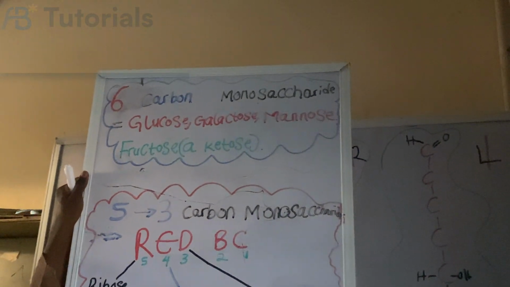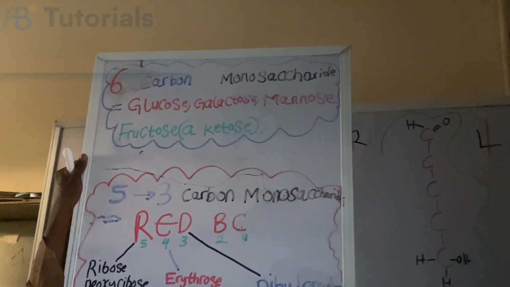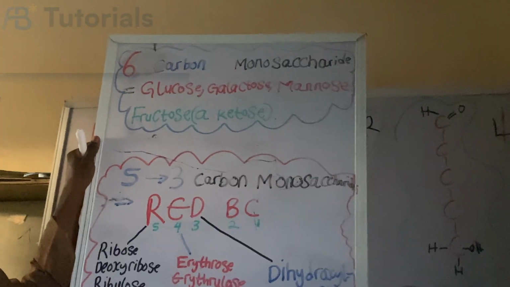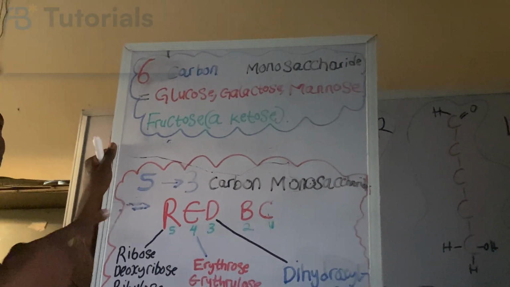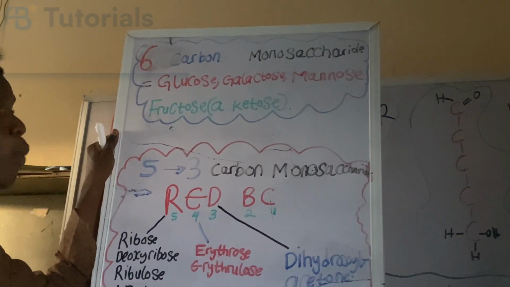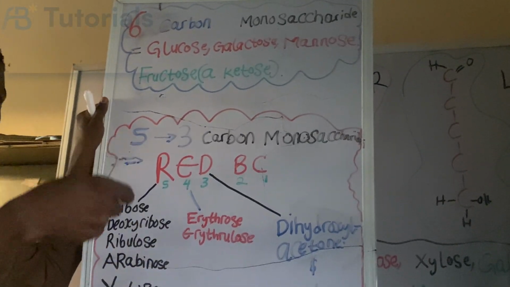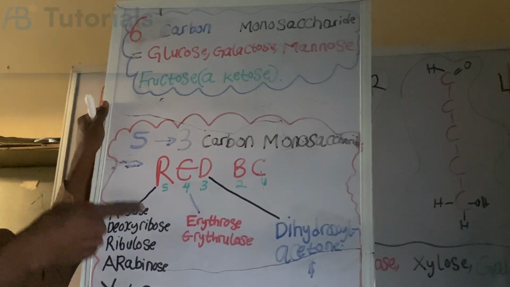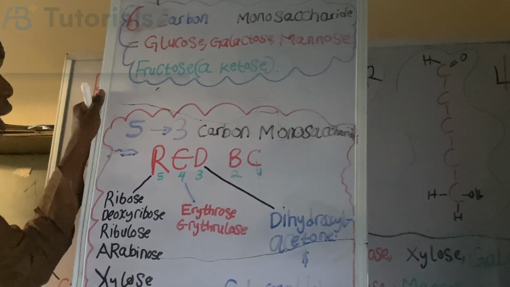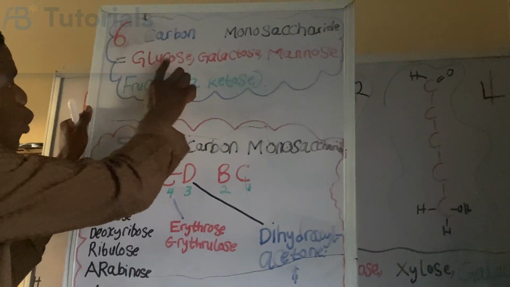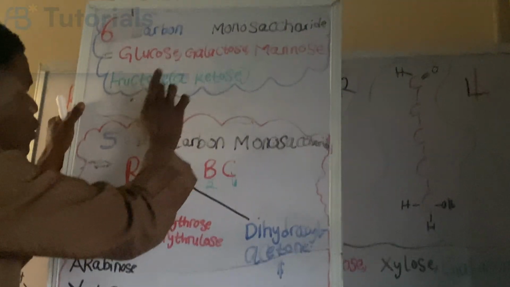Aldehydes or ketones. Carbohydrates that have the aldehyde functional group are known as what? Aldoses. And those that have the ketone functional group, that is, if the functional group is found somewhere in between the chain, are known as what? Ketoses. So now we have glucose, galactose, and mannose with fructose.